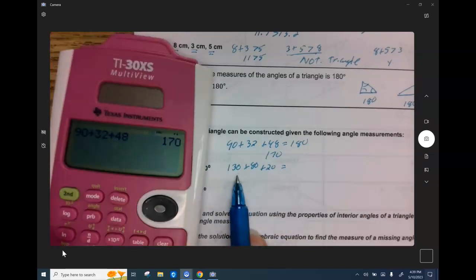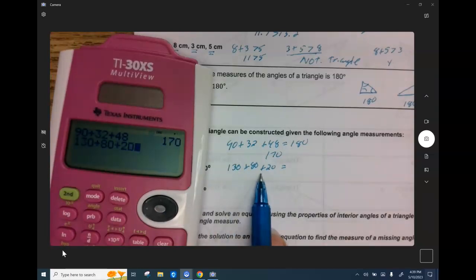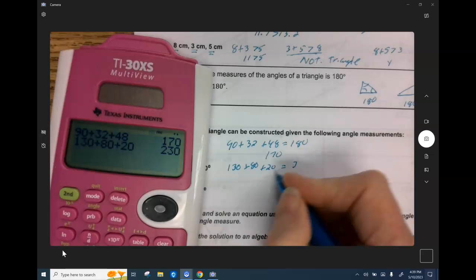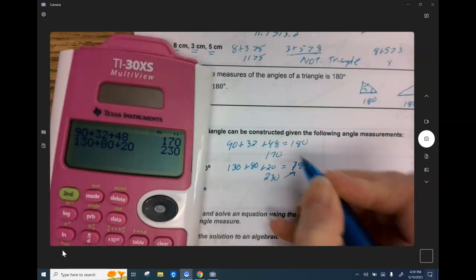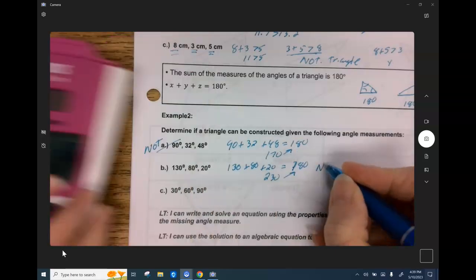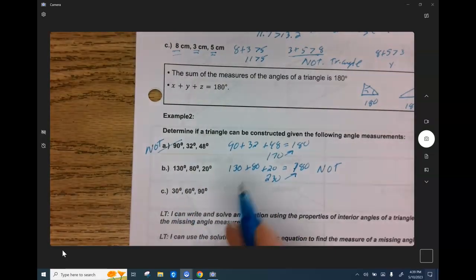Okay, but let's take 130 plus 80 plus 20. Is that a triangle? That's 230. That's not equal to 180. Those are not equal. So not a triangle. Too many degrees.